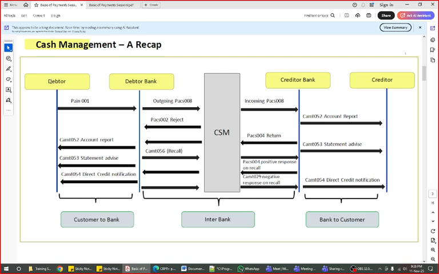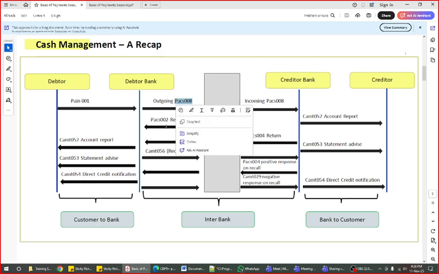So what happened? The debtor initiated a payment. It is called pain.001. The pain.001 message sent by a debtor to a debtor bank is converted to what is called a pacs.008 message. So there is a mapping between them. Like MT101 is converted to MT103, in the same fashion pain.001 is converted to a pacs.008 message.